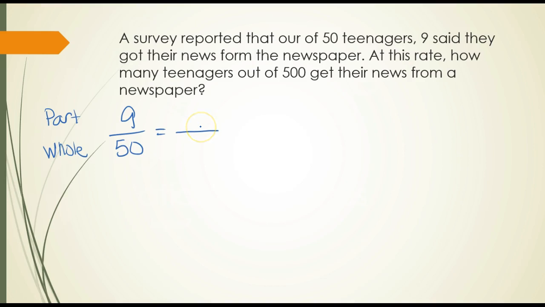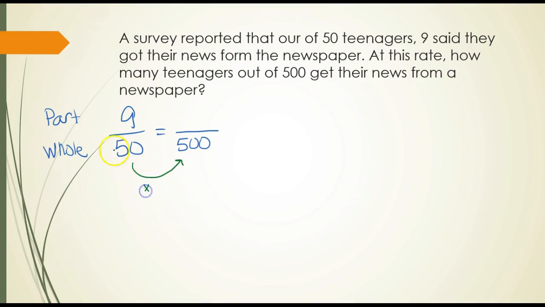So that 500, is that going to be the part or is that going to be the whole? That should be the whole. So what we're going to do is I'm going to do this. Now the question becomes, how do you get from 50 to 500? We're going from a smaller number to a larger number. Last time we were dealing with larger numbers to smaller numbers. This is the opposite, which means we multiply.